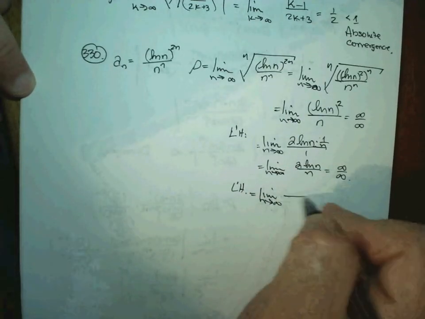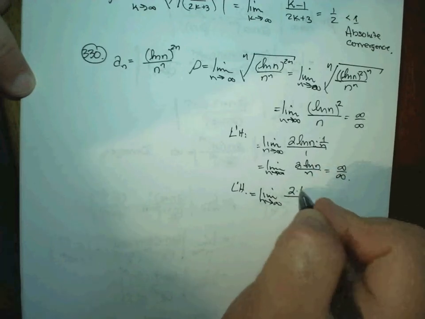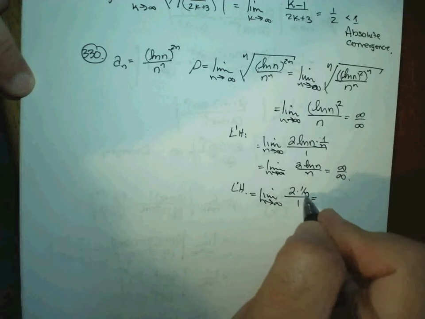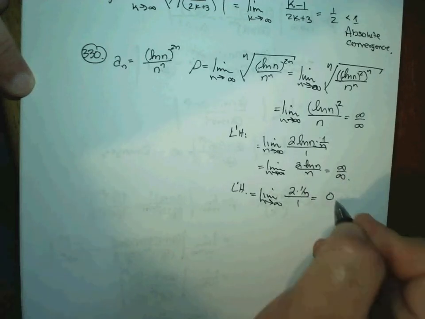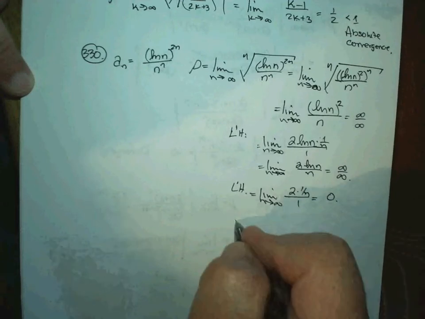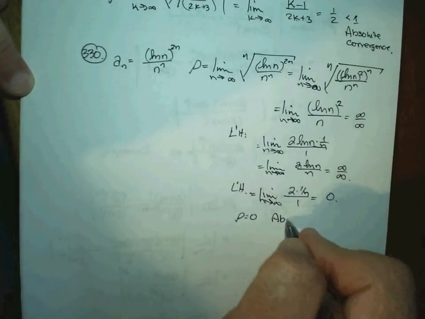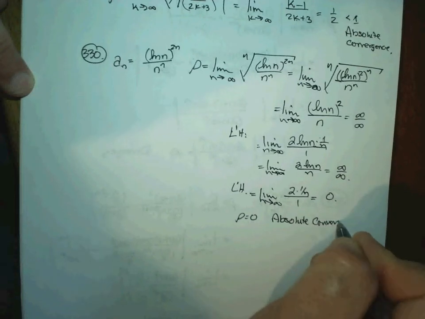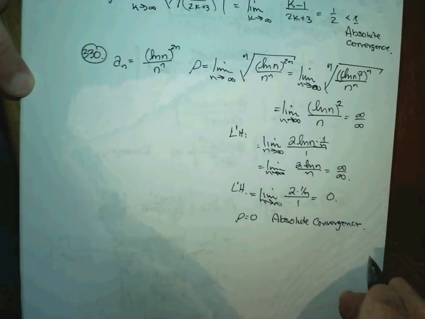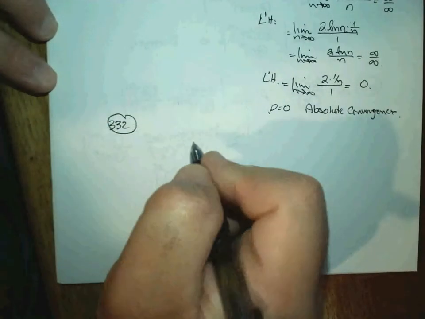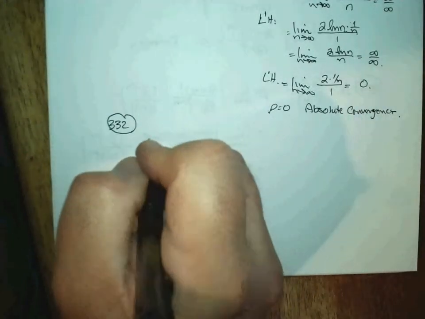So again, we apply L'Hopital's rule, which says take the derivative of the top divided by the derivative of the bottom. And so as n goes to infinity, that's 0, and there's your limit. So when rho is 0, we have absolute convergence. All right, let's try 332.